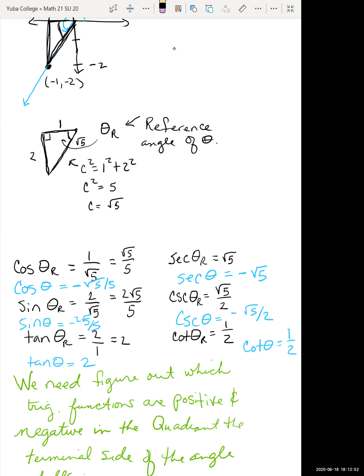Since this right triangle is in quadrant 3, you follow the rule of all students take calculus, because it says only tangent and cotangent are positive. Exactly. And once we think about this as actually a unit circle, that means our radius is always going to be 1.